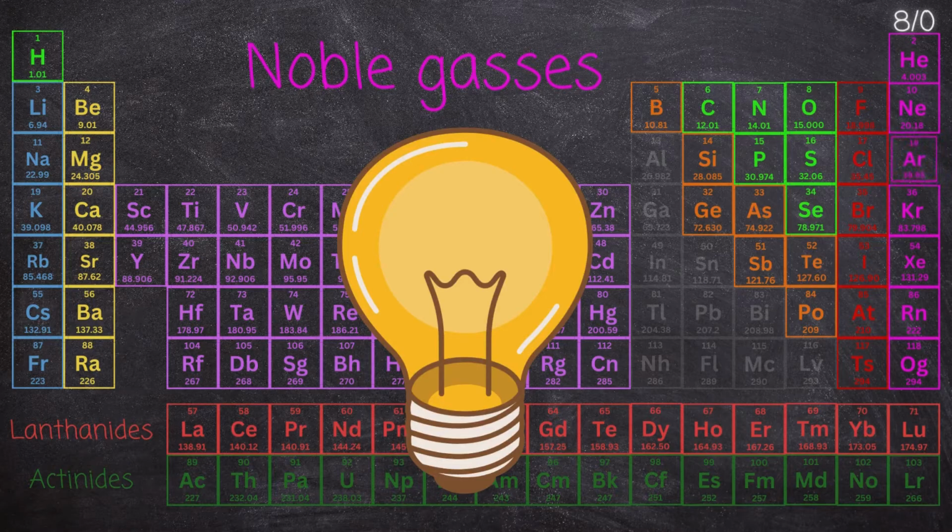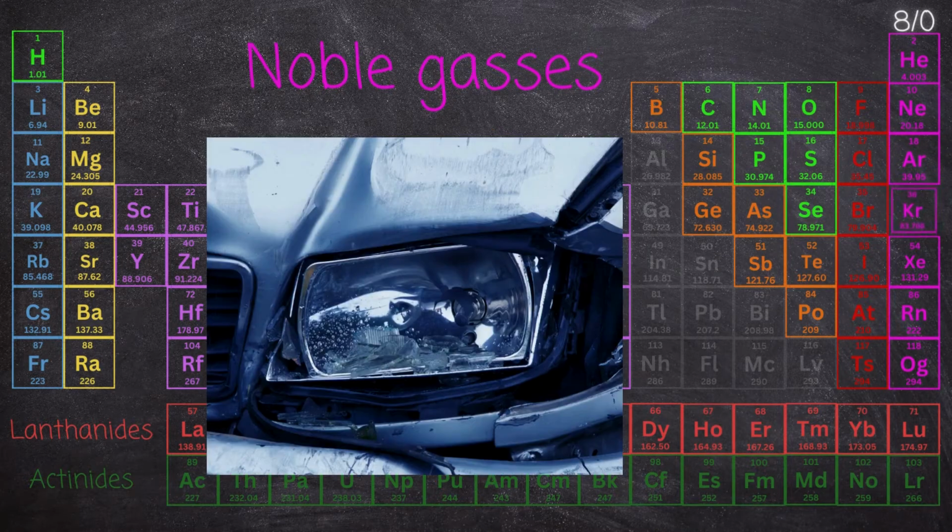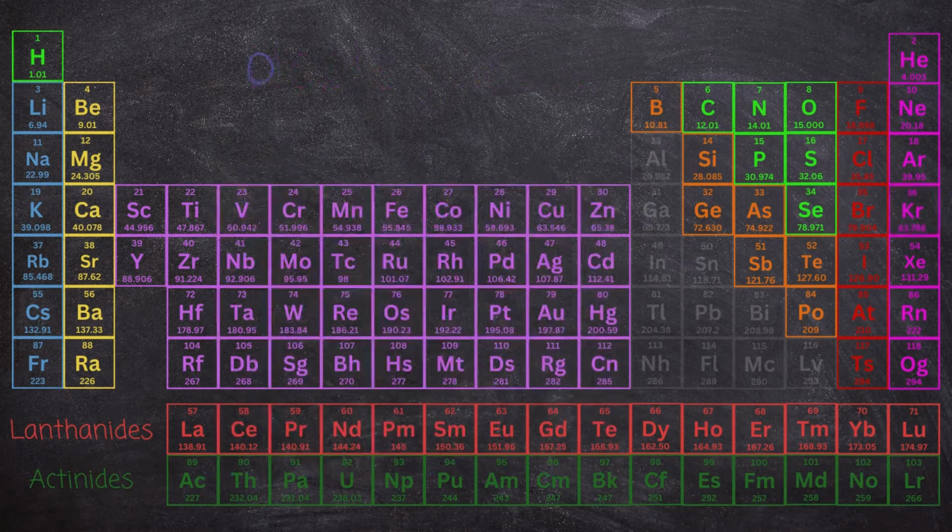Argon is used to fill electric light bulbs so that the gas inside the light bulb does not ignite. Krypton is used in lasers for eye surgery and also in car headlamps.